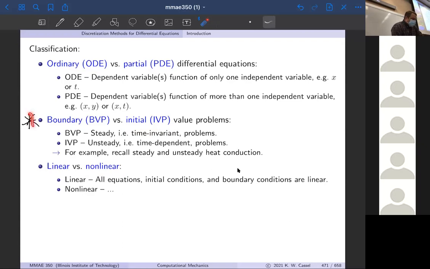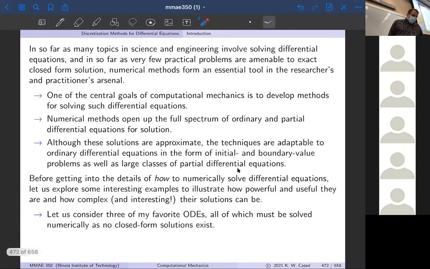So from the point of view of developing algorithms to solve these approximately using numerical methods, by far the most important distinction is whether it's a boundary value or initial value problem, which you'll see in how we discuss this later. All right, now, so we've seen these equations all over the place.